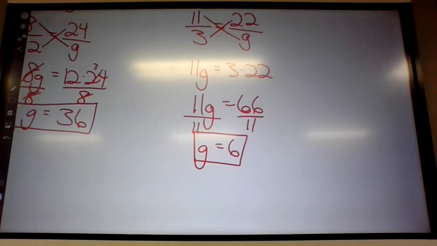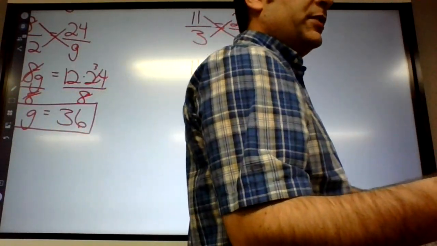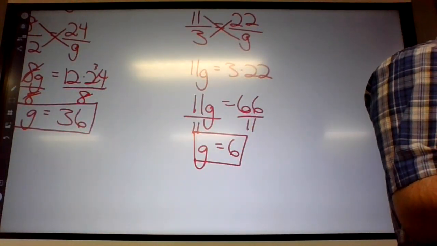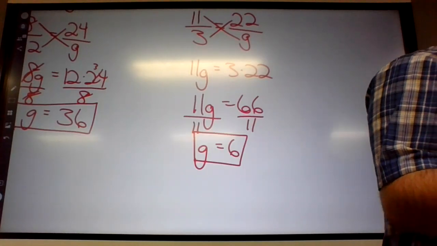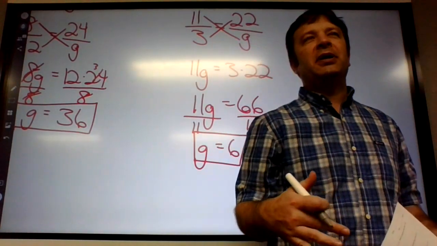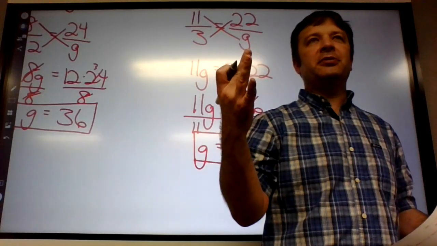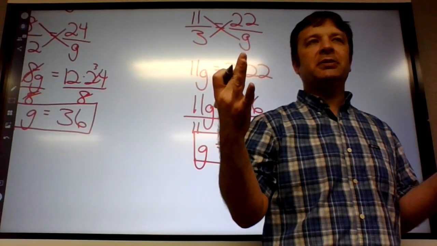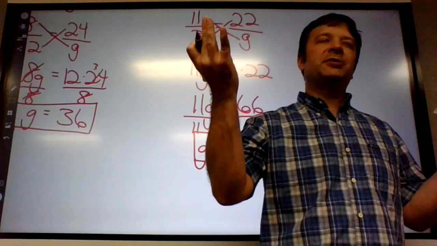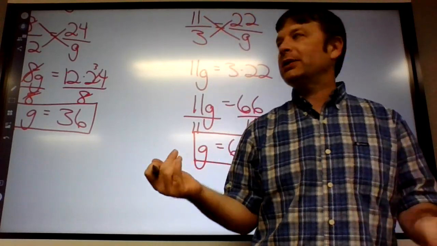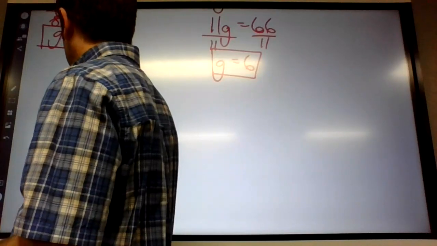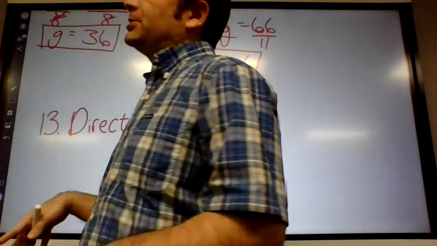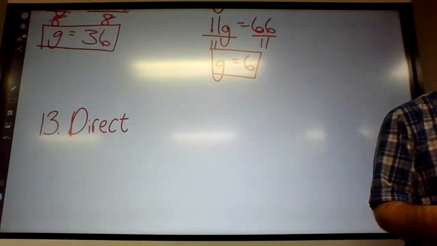Okay, 13, so that's a little bit different. Every time your heart beats, it moves 60 milliliters of blood through your system. Is that a direct or inverse variation? So as your heart beats more, the blood pumps more, right? When one goes up, the other goes up. Is that direct or inverse? Correct. The more your heart beats, the more the blood pumps. That's direct.